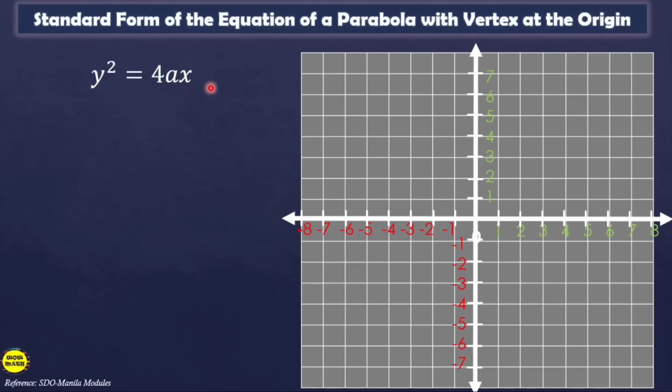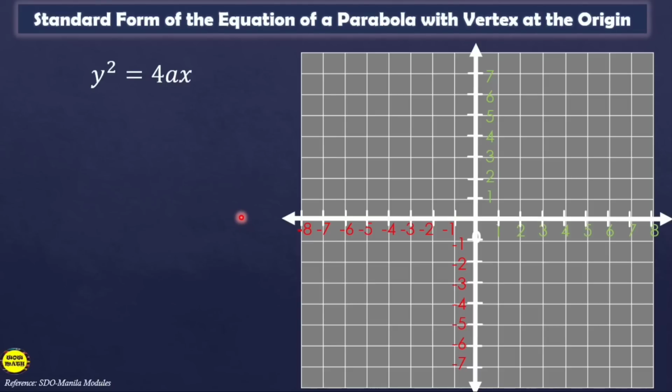So ibig sabihin, yung orientation ng graph natin, papunta siya sa x-axis. So it's either papunta sa right or papunta sa left. Paano natin malalaman na yung graph natin mag-o-open papuntang right or left? Depende dun sa sign. Kapag positive, yung graph natin opening to the right. Kapag negative yung sign dito, yung graph natin opening to the left.